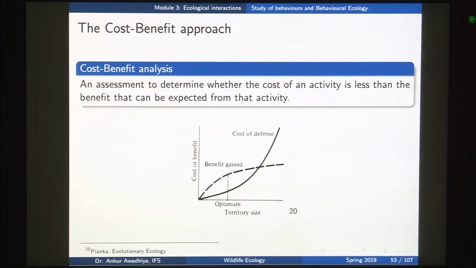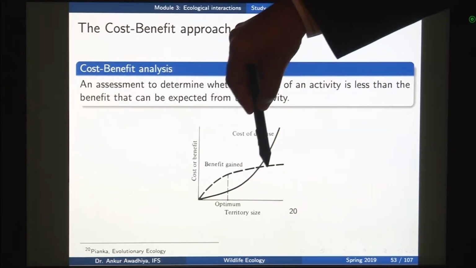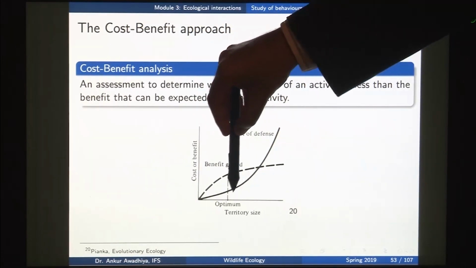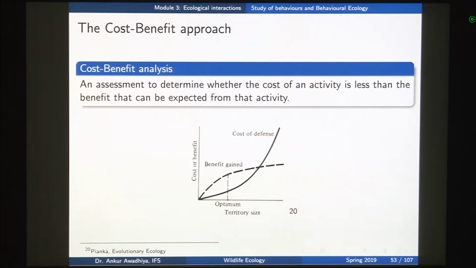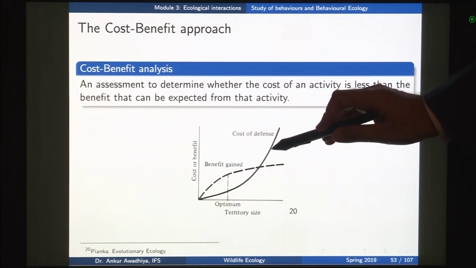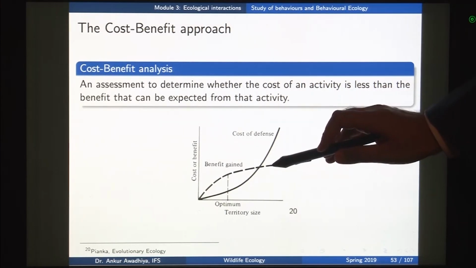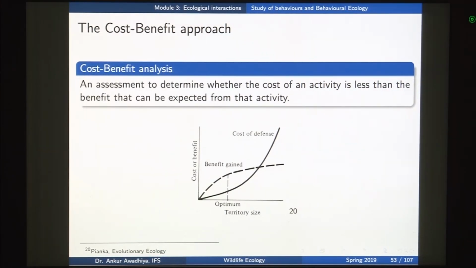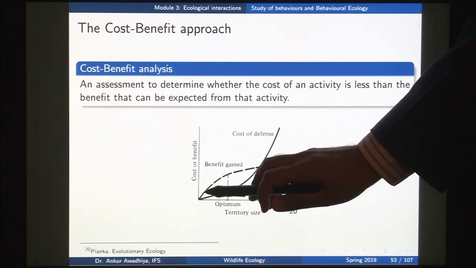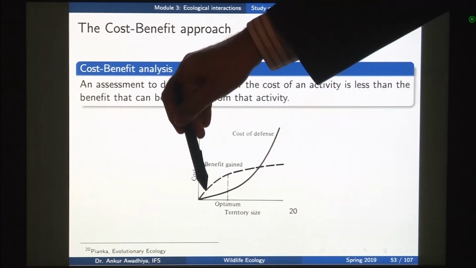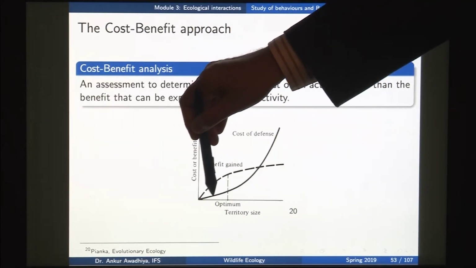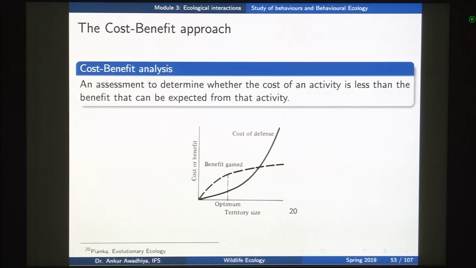Now as territory size increases, in this area we will say that the benefit is greater than the cost. So all of these territory sizes are those that the tiger will go for. If we look at this area, at this particular size of territory the cost of defense is greater than the benefit that is being provided by that size of territory. So a tiger may not go for that size of a territory. So the curve from here to here is the area in which the tiger is going to operate.